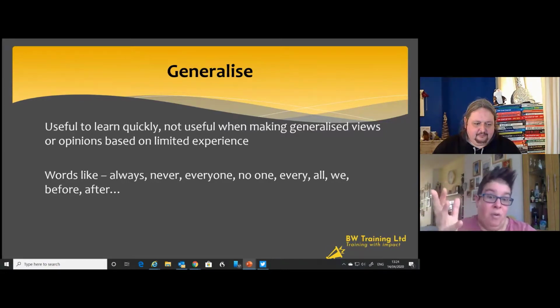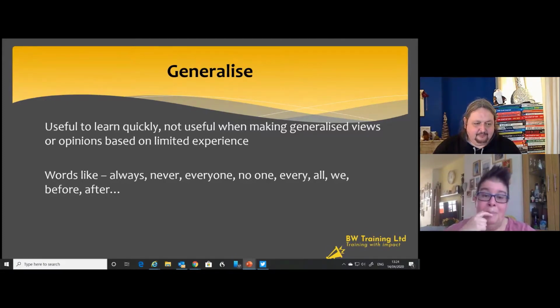So I often go in to do team builds and work with teams that are dysfunctional. And I will get phrases from the team collectively saying, we all think management are rubbish. Well, there's loads of generalizations. So who specifically is we? When you say management, who do you mean?